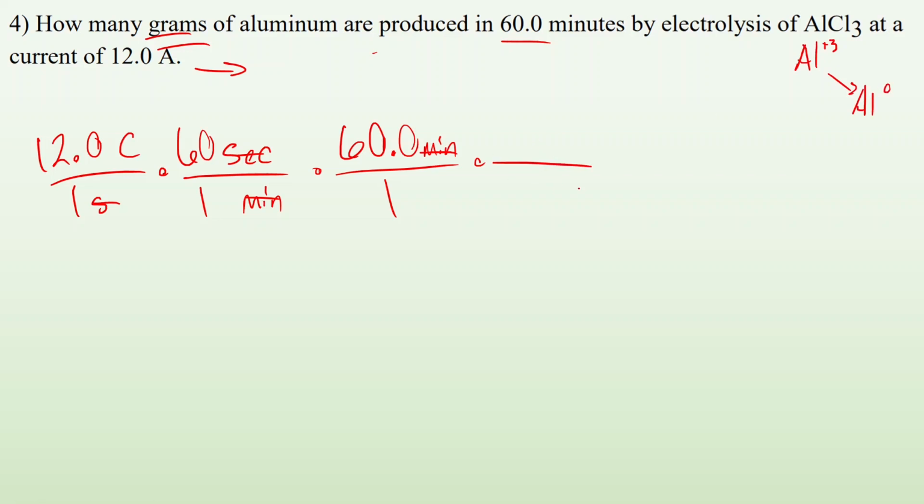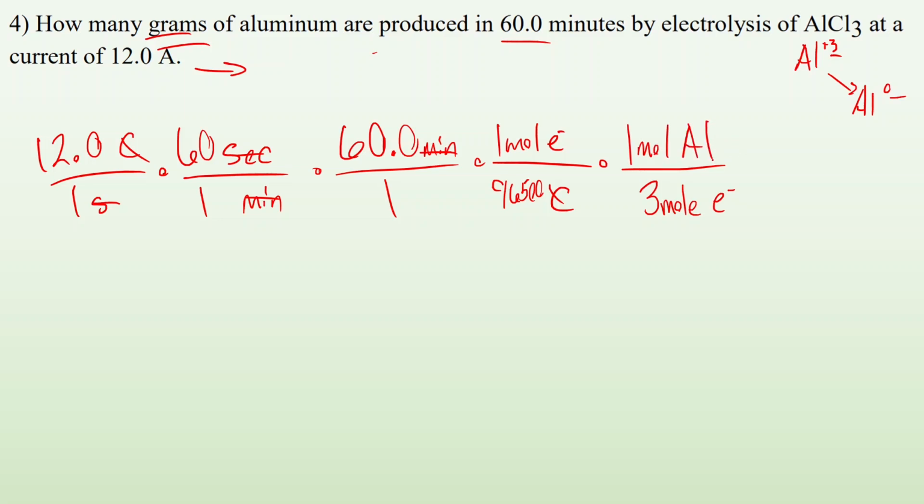Well, I know that means we're going to have to put coulombs on the bottom, and I know that 1 mole of electrons is 96500 coulombs. Coulombs cancels out. So now I have to look at how many moles of electrons I will need. Going from plus 3 to 0 tells me there are going to be 3 moles of electrons for every 1 mole of aluminum.